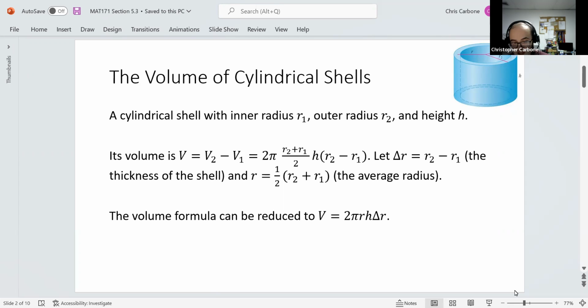If we let delta r be r sub 2 minus r sub 1, this is the thickness of the shell, which you can see shown here as this small portion of the shell. And r is one half times (r sub 2 plus r sub 1), so the average radius. You can see that shown on our graph. The volume formula can then be reduced to V equals 2 pi times r times h times delta r.